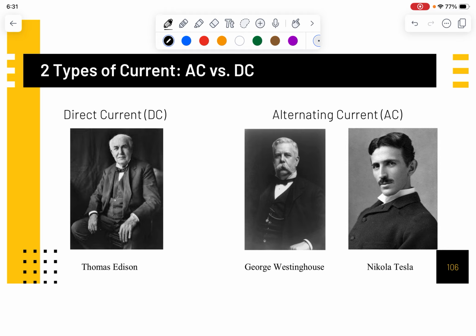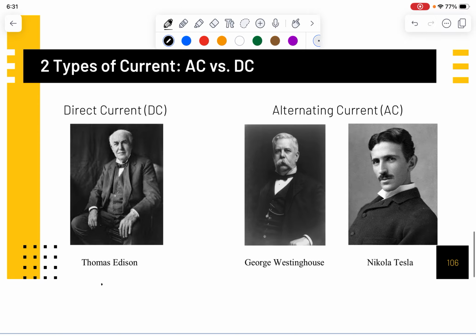Alternating current, even though we typically send it at much higher voltages, is able to travel a longer distance. So eventually, George Westinghouse and Nikola Tesla, who were big proponents of alternating current, ended up winning out in this debate back and forth between the two. Our current system basically uses a hybrid approach.